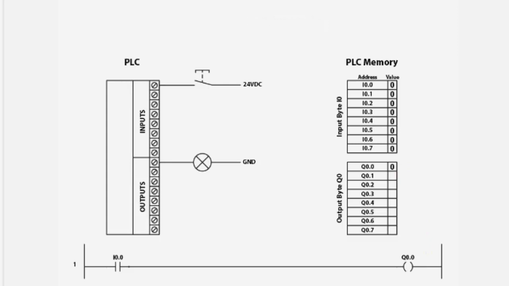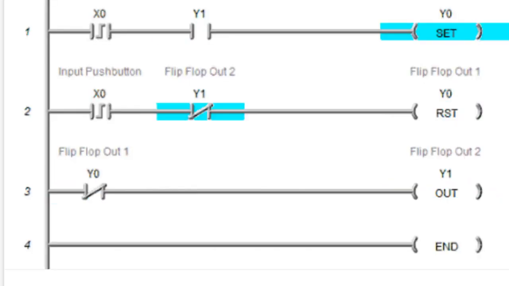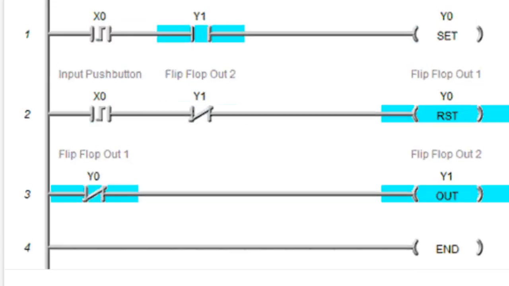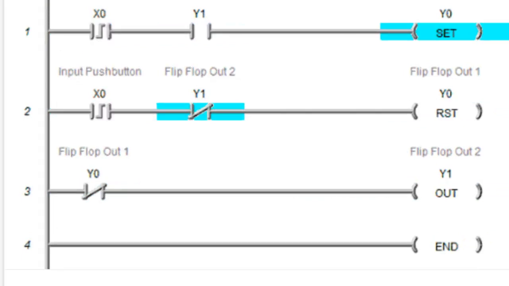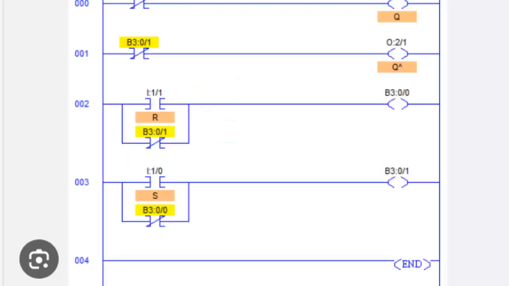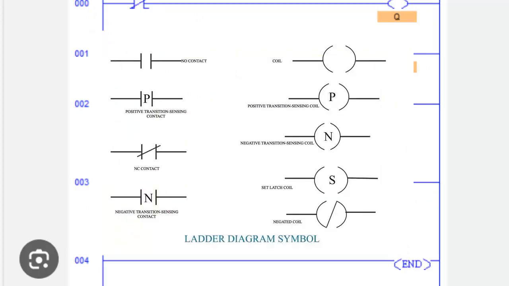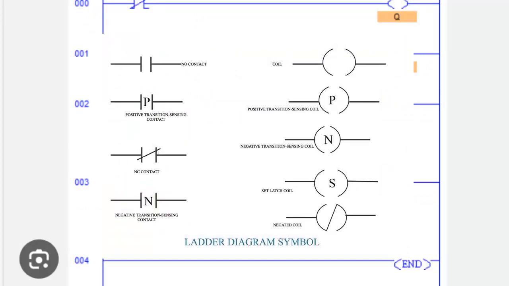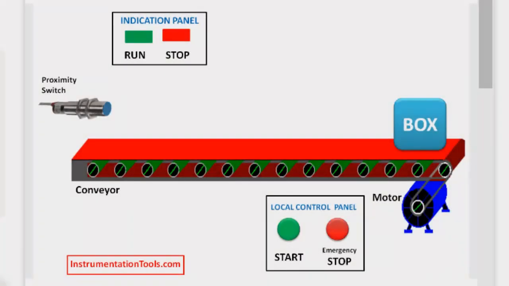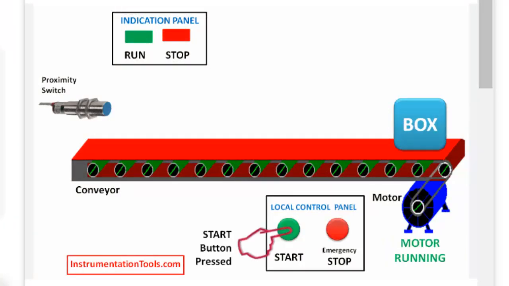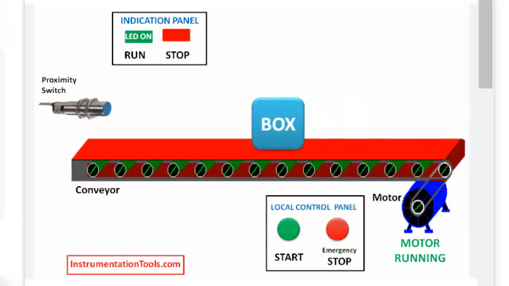Rungs: each rung represents a specific step or condition in the control logic. Rungs are typically read from left to right and are executed sequentially. Contacts represent input conditions that need to be met for the logic to continue. Contacts can be normally open, NO, or normally closed, NC. A NO contact becomes true when the input condition is met, allowing the logic flow to continue. An NC contact becomes false when the input condition is met, allowing the logic flow to continue.